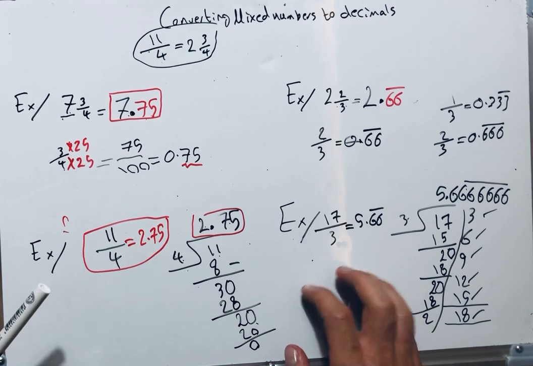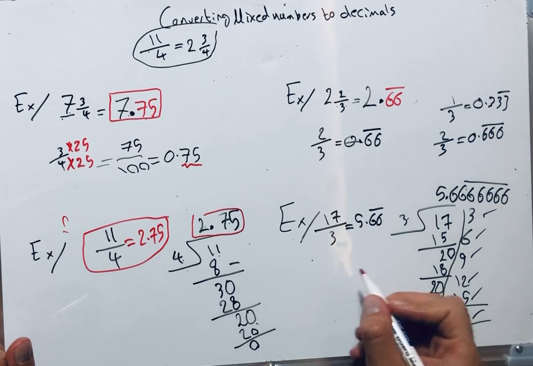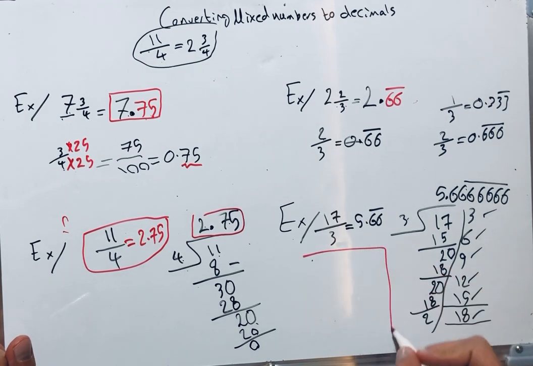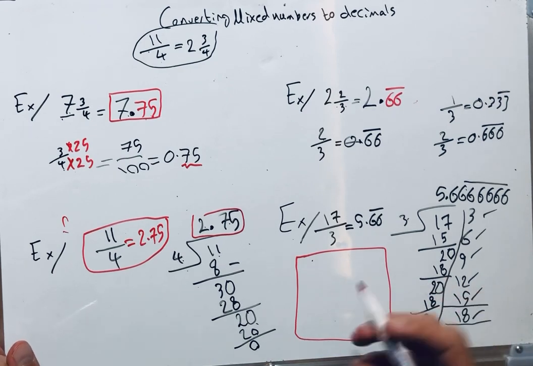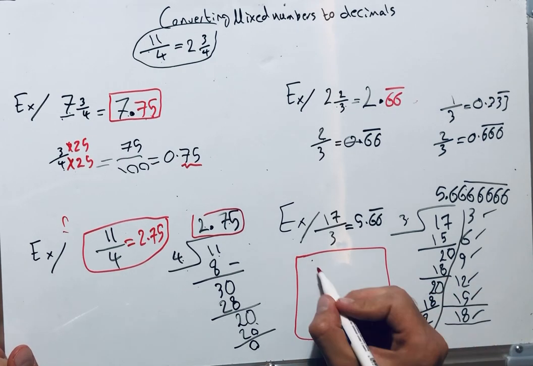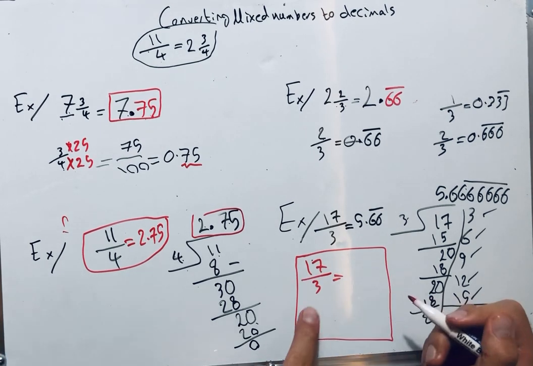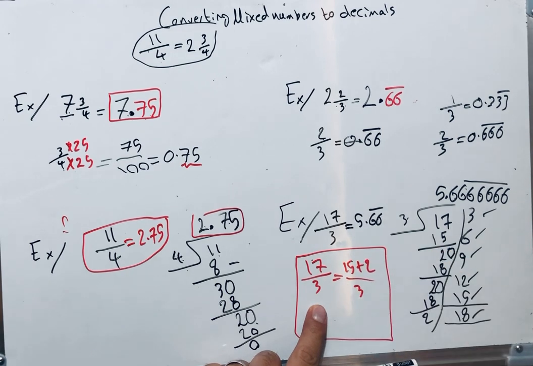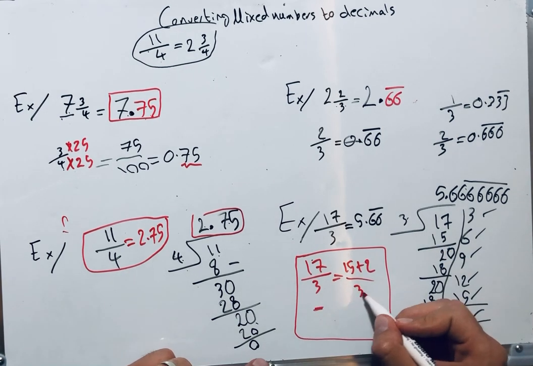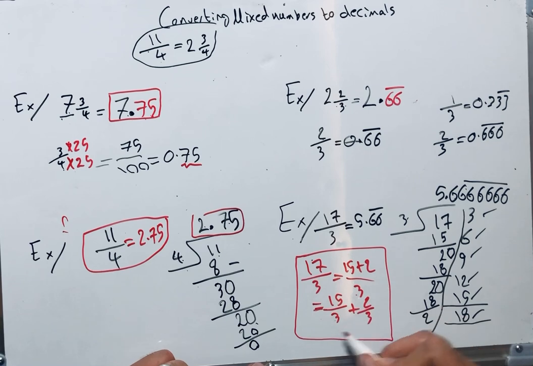I could say that this is enough for the video, but as an extra, I will teach a special way to do this also. Even if you don't understand this one, it's fine, but it's a special way. So you have 17 over 3. We can break this down into 15 plus 2 over 3. Now, we know 3 is a common denominator, so this becomes 15 over 3 plus 2 over 3.